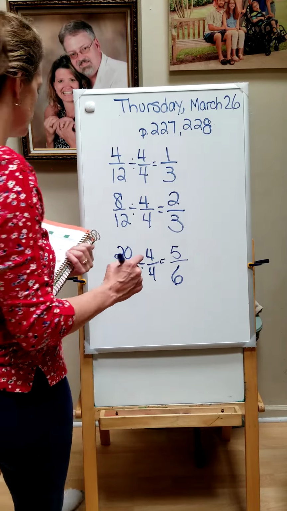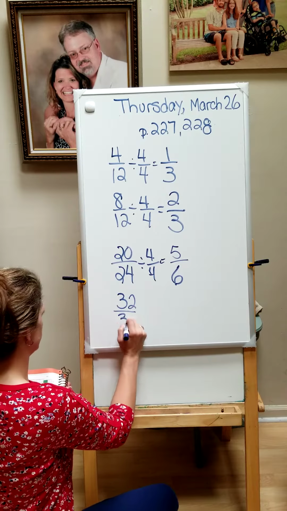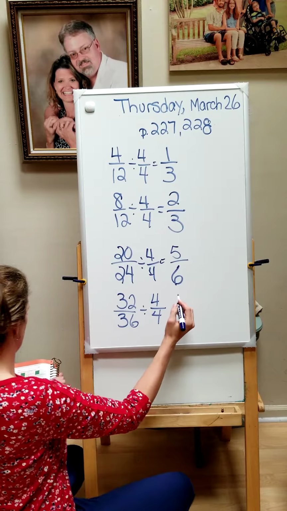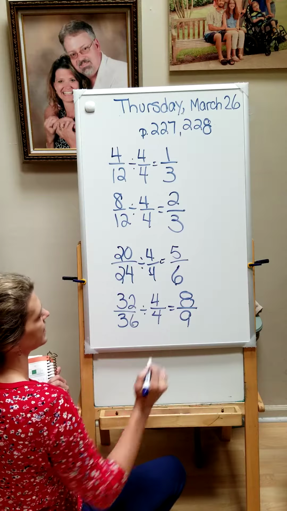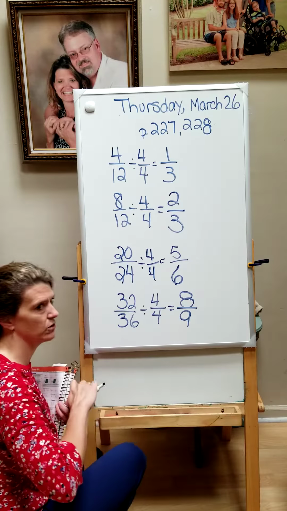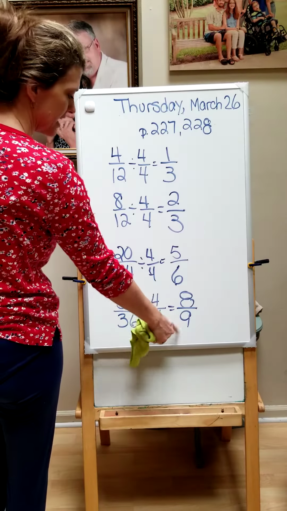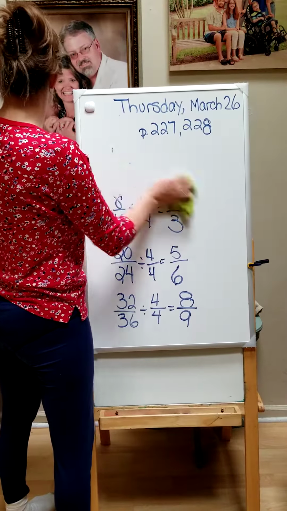All right, last one, dividing by 4. 32/36 divided by 4 on top and 4 on bottom. 32 divided by 4 is what? 8. 36 divided by 4 is what? 9. Can you imagine a pizza cut into 36 pieces? Wow, that would just be way too much, wouldn't it? It'd be way easier to cut it into 9 pieces. All right, moving on to section 2.